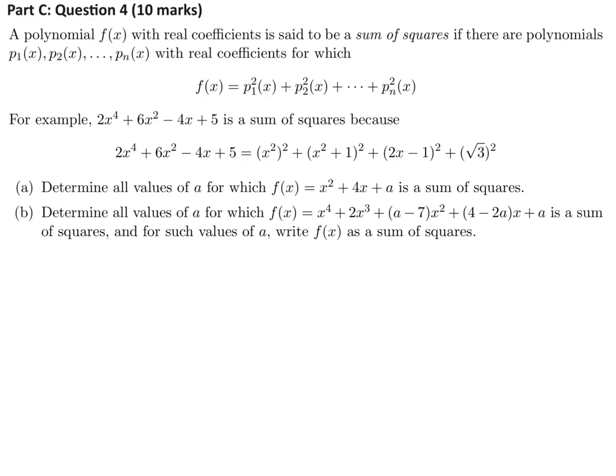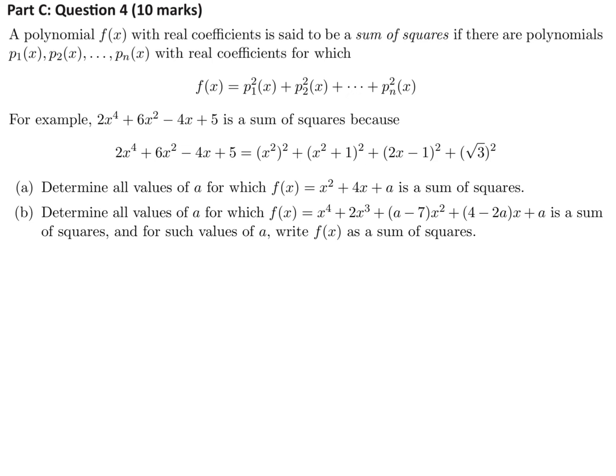A polynomial f of x with real coefficients is said to be a sum of squares if there are polynomials p1(x), p2(x), until pn(x), with real coefficients for which f(x) is equal to p1(x) squared plus p2(x) squared plus pn(x) squared. For example, 2x to the power 4 plus 6x squared minus 4x plus 5 is a sum of squares because it equals (x squared) squared, (x squared plus 1) squared, (2x minus 1) squared, root 3 squared.